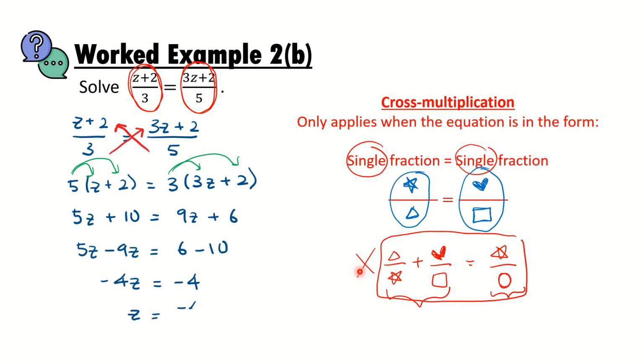As seen here, we get the same answer, z equals to 1 as well. So I hope that you are able to understand this idea of cross multiplication, which is a much simpler, more efficient, and more elegant method itself.